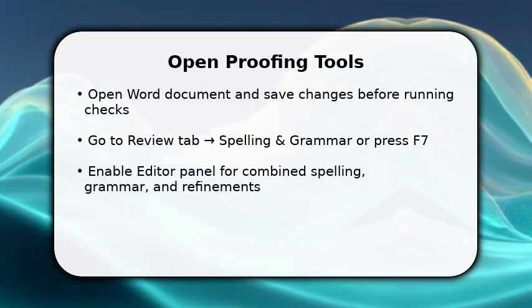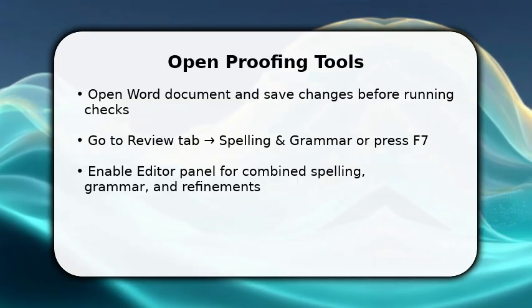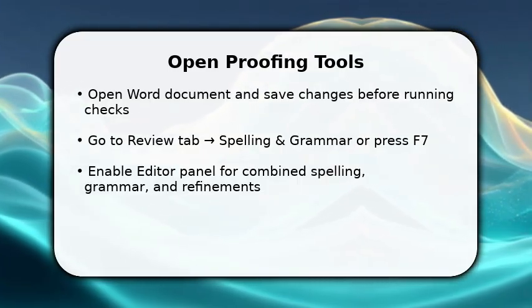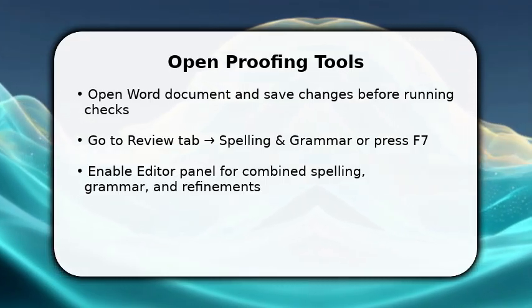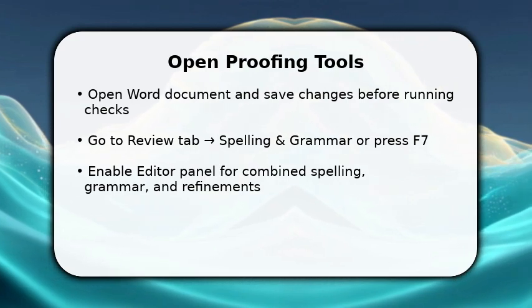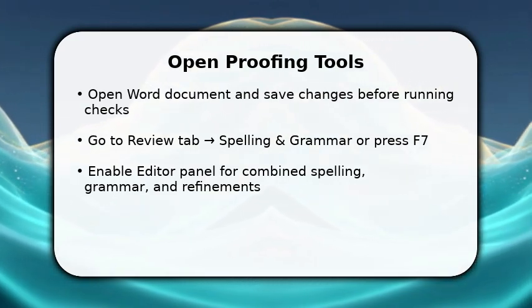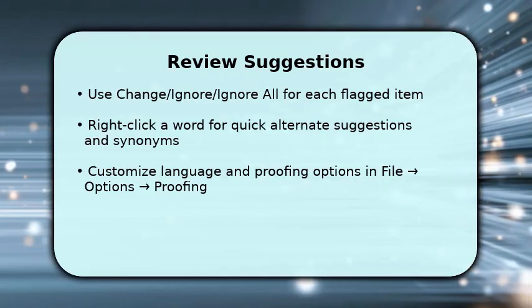Once the editor appears, make sure Track Changes is off if you want clean edits, or on if you need revision history. You'll see the first suggestion highlighted with options to ignore, change, or add to dictionary. Choose deliberately. You now move through flagged items methodically.